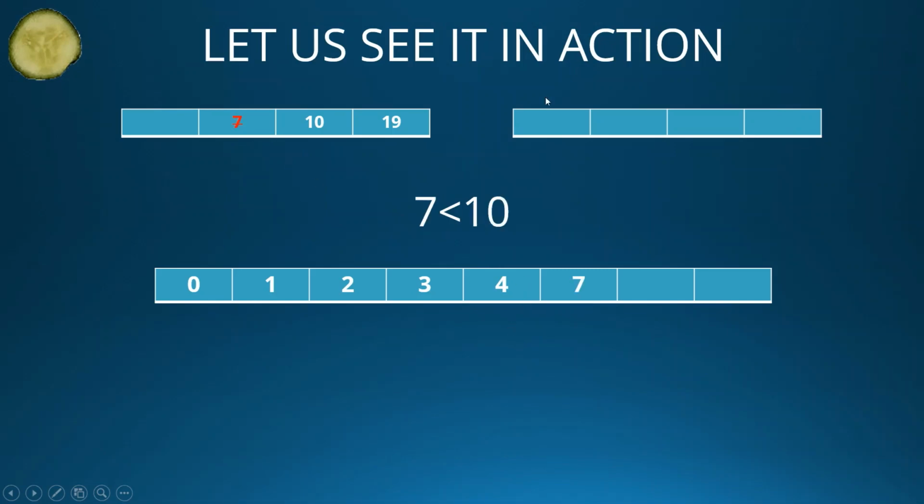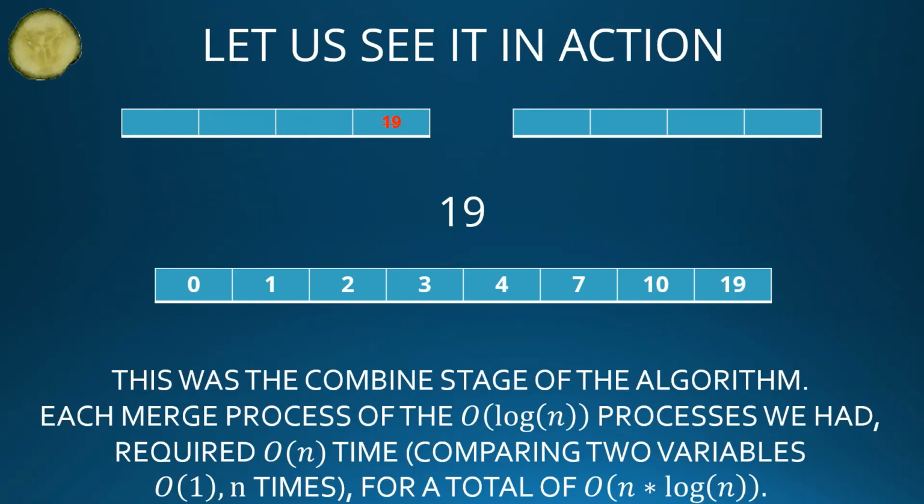Now, as you can see, the right array was completely eliminated. And of course the left array is already sorted. But just to repeat the process and make it clearer, we're going to compare 7 to 10 and 10 to 19. 10 is smaller than 19 and it is going to take the next spot. And finally, 19 is the final variable which we haven't placed in our array. And there we go, we got a sorted array. Perfect. This was the combine stage of the algorithm.